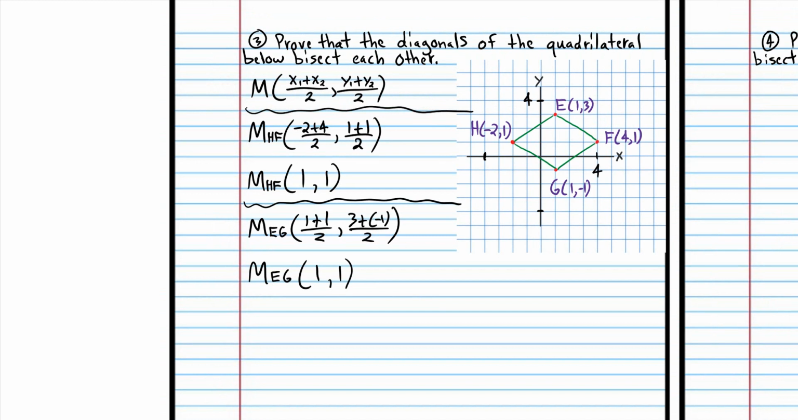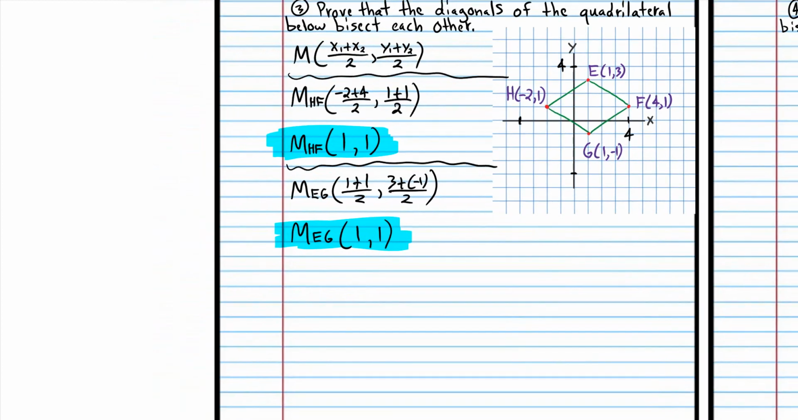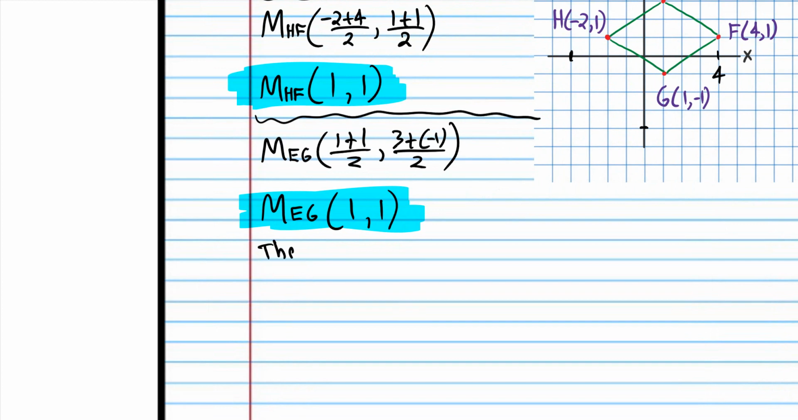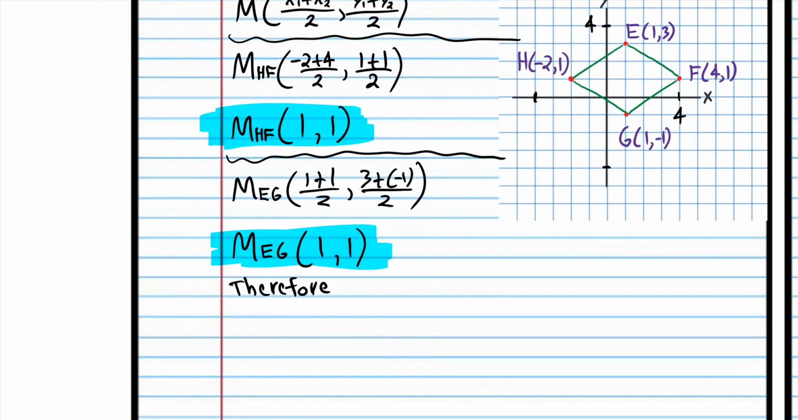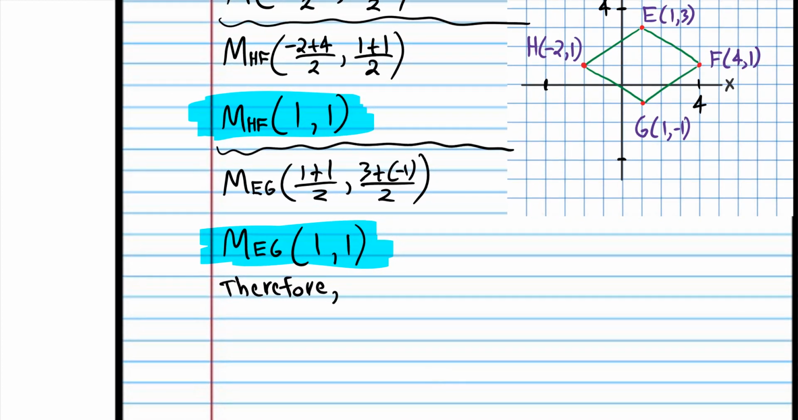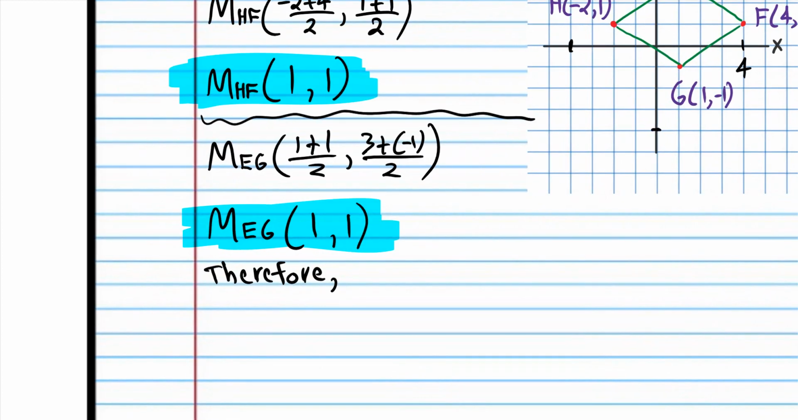So there you go. We showed that the midpoints of those diagonals have the same coordinate, which means they just cut each other in half based on the definition of a bisector. I didn't really give a lengthy explanation of that, but it's just based on the definition of midpoint. It just cuts it in half. So they're bisecting each other. So therefore, the diagonals bisect each other. Remember, you always have to put a conclusion.